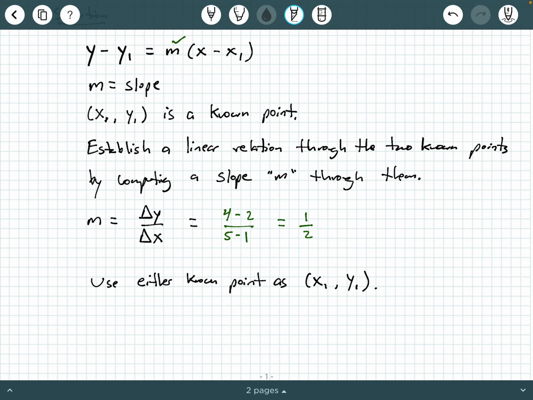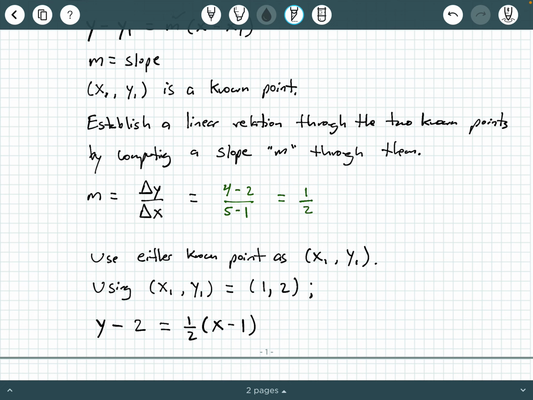So using (1, 2) as your known x1, y1, we're going to have the following. We'll have y minus y1, which is this 2, equals your slope, which is 1/2, times x minus x1, where we're using the value of 1 there. So this 1 is this x sub 1 here.